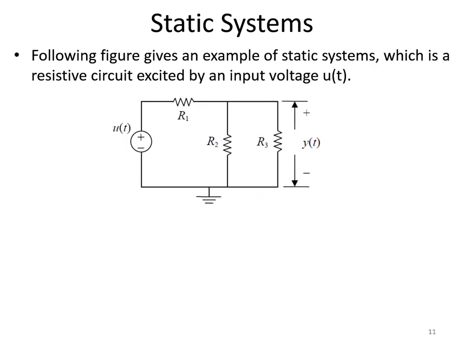And there are several examples of static systems in our real life. If we take an example of a static electrical system, we have a voltage, or it can also be a current source, connected to a network of resistances. In this case, we have three resistances, R1, R2, and R3, and the output of the system is taken as the voltage across the resistance R3.